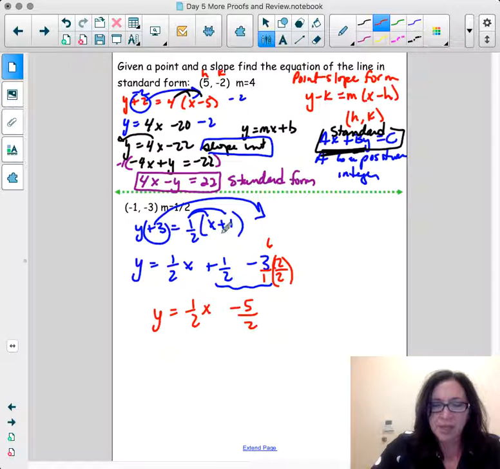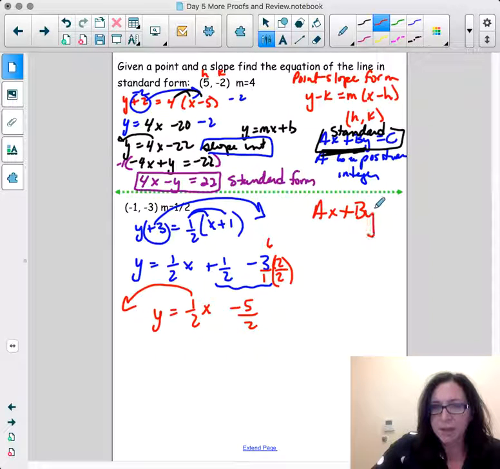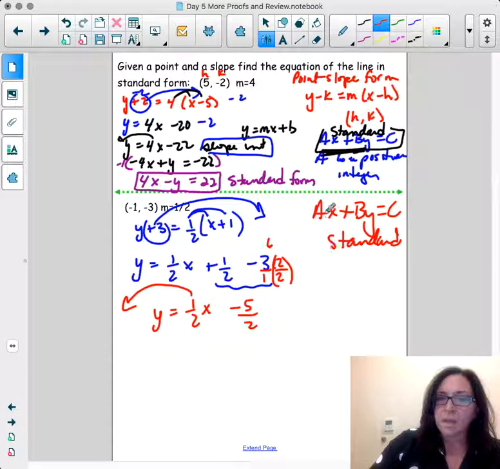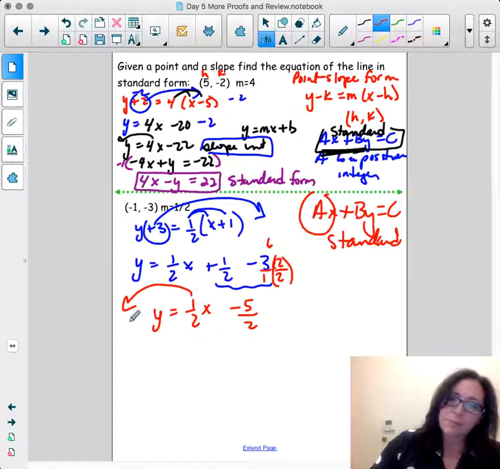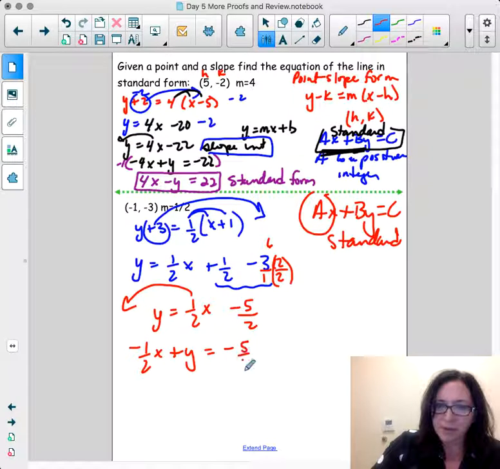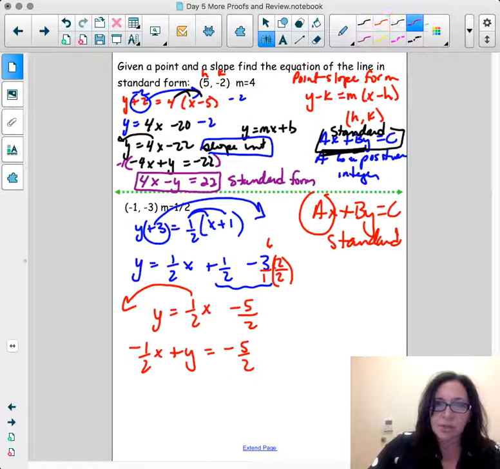Now, I'm almost in standard form. This value needs to move over here because remember, in standard form, ax plus by is equal to c. That's standard form. And for something to be in standard form, this a term needs to be positive and it needs to be a whole number. I'm going to move this over. I get negative 1/2 x plus y is equal to negative 5 halves. Now, not only is my a term negative, but it's also a fraction. So I need to do some damage control here, and we're going to multiply the entire equation by negative 2.